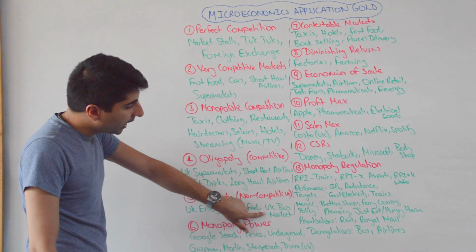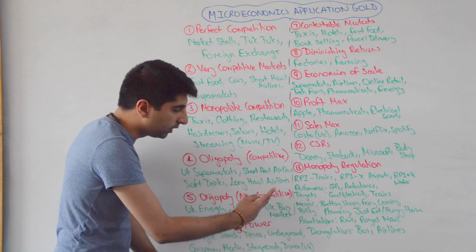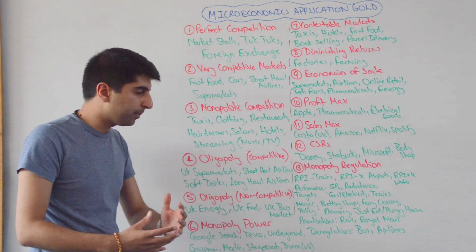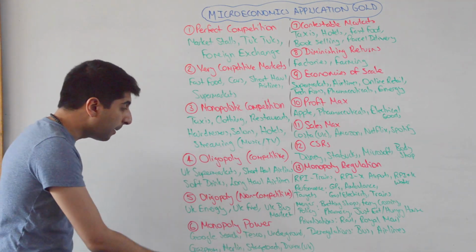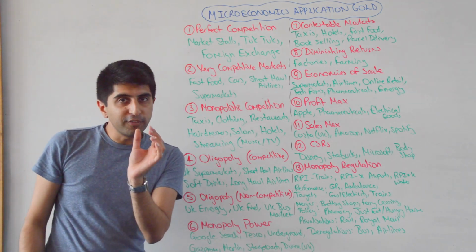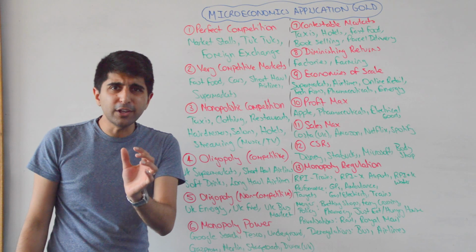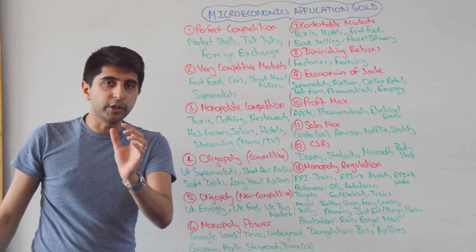UK bus market, I wouldn't say collusion there, but you've got local monopoly power, so very non-competitive outcomes of this oligopolistic market in local areas. Monopoly power, again, important for you to know there are no pure examples of monopoly, but there are some pretty good examples of monopoly power. This is what you need to focus on.